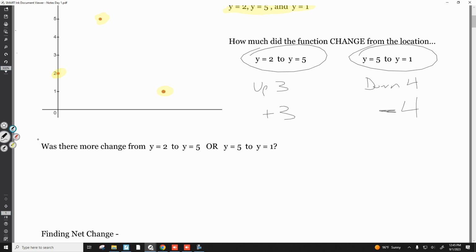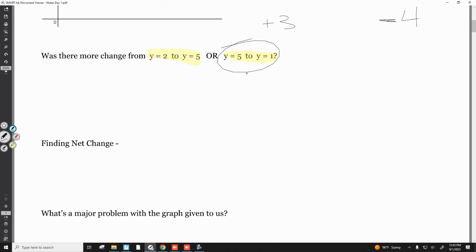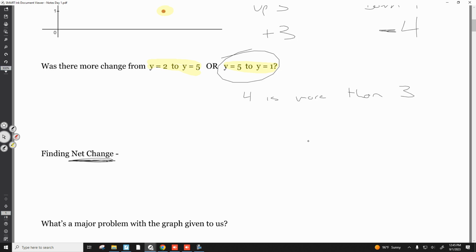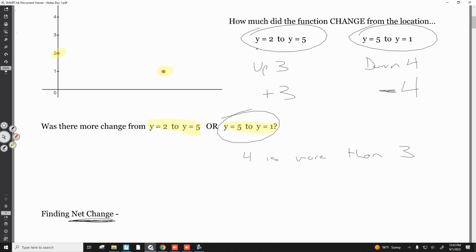Next question is, where was there more change? 2 to 5 or 5 to 1? Tell your neighbors, what do you think? Was there more change? Okay, great. Like everybody's like, oh, 5 to 1 because we went down 4. Seems like more, right? Okay, good start. 4 is more than 3. So you answer 5 to 1. Great. What we just found is called a net change. Okay, a net change.